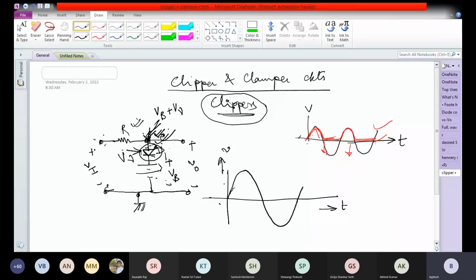So during the initial part of the circuit, when the diode D1 is off, because the voltage here has not risen sufficiently, there will be no current in the circuit. And if there is no current in the circuit, there is no drop across R, and the voltage here will be held at VB plus V gamma.